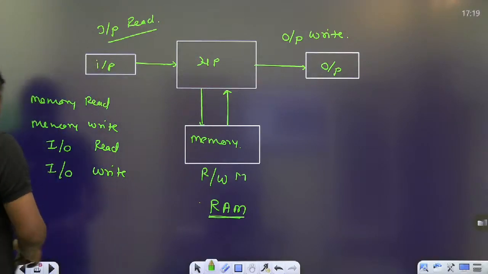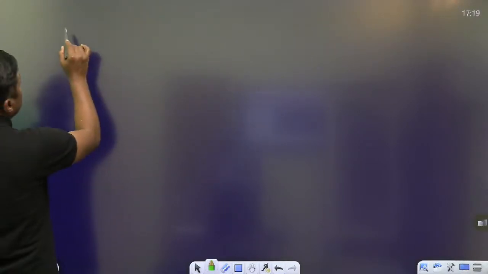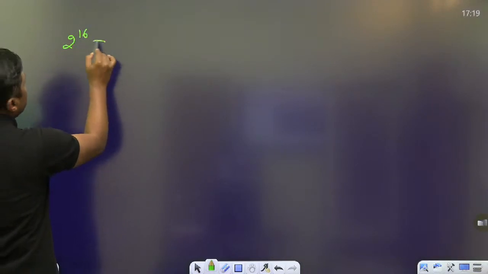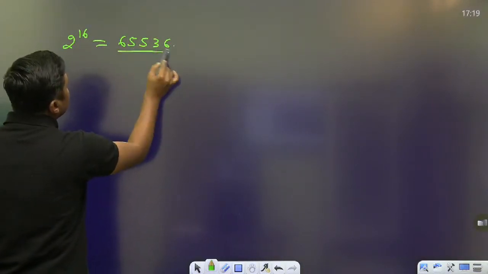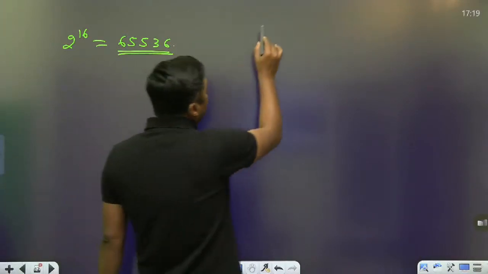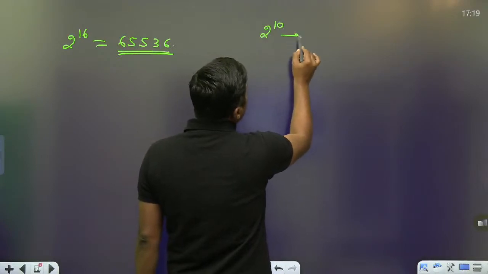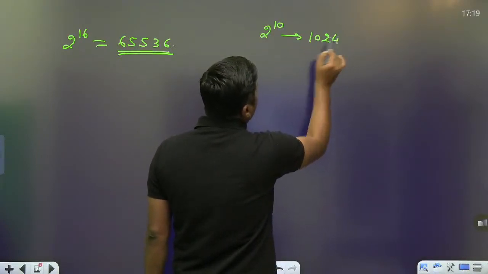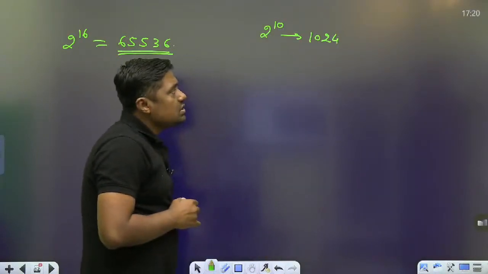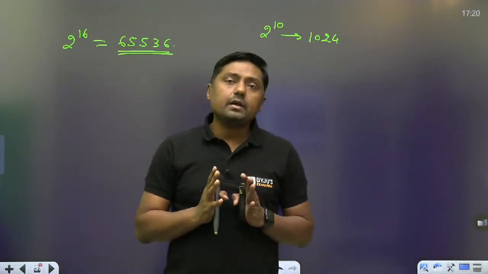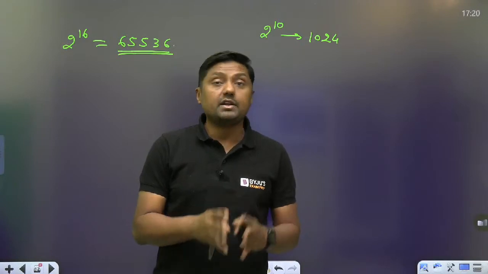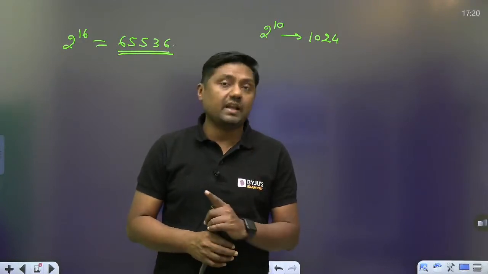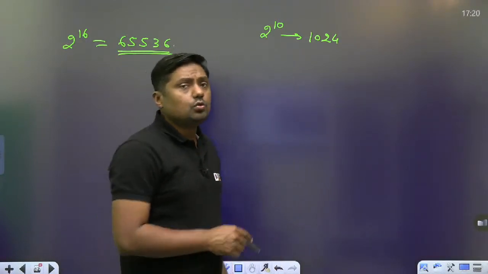Now, we have 16 address lines. So 16 means 2 to the power 16, that is a total of 65536 combinations. Remember that 2 to the power 10 is equivalent to 1024, which means there will be 1024 binary combinations if we have 10 lines. And 1024 is called 1K.